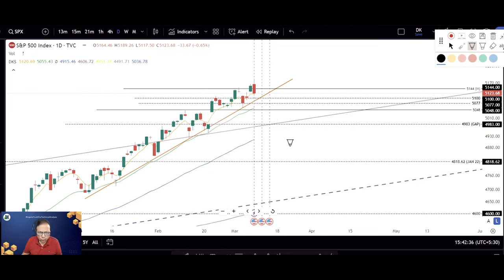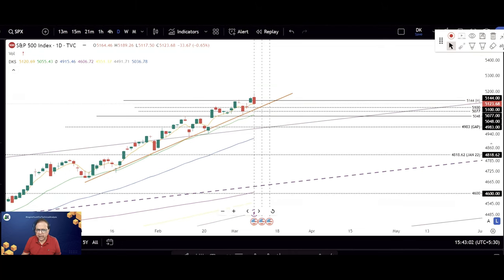So what we conclude, intermittent support exists at 5,077 to 5,100. Then another support is 5,048. And then finally, if it gives a breakdown of 5,048, we might see a possibility of it going to 4,983. And this gap will act as a good support in S&P 500. What is the potential upside?